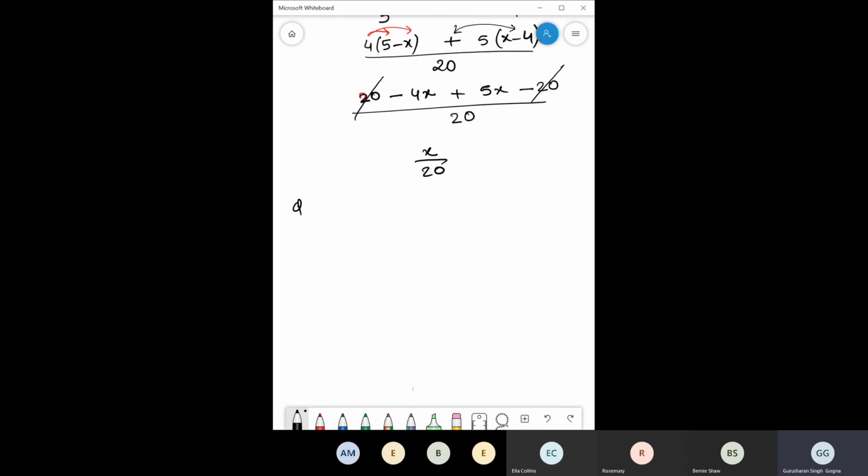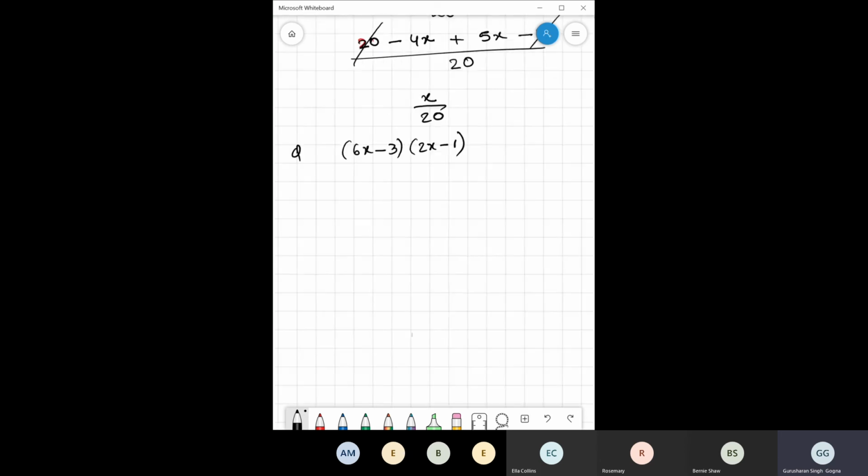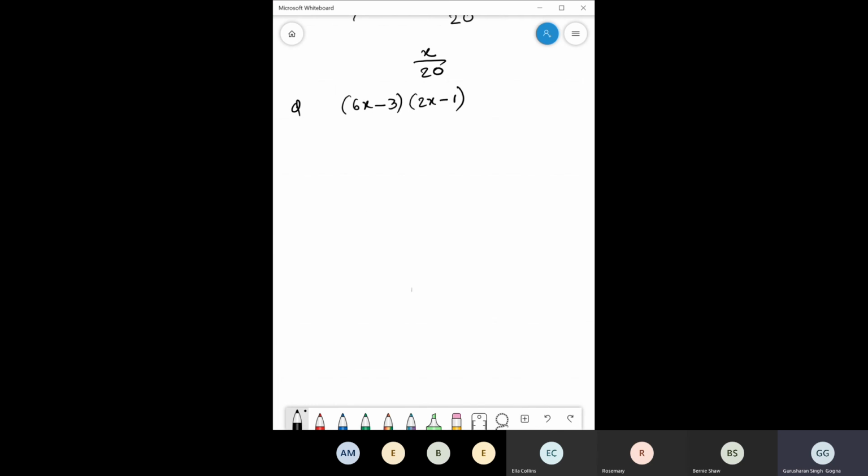Okay, what if I want to multiply two brackets, 6x minus 3 multiplied by 2x minus 1? Now you have two brackets. So how to multiply? Write down the terms of the first bracket, 6x minus 3 like this, and multiply both of them by the second bracket, just to make it simple. So what I'm doing, I'm writing terms of the first bracket and multiplying both of them by the second bracket. And now you know how to multiply with one bracket.